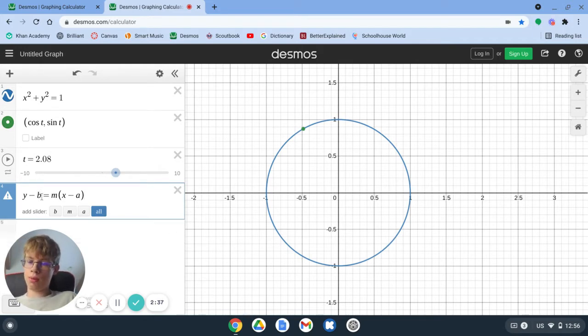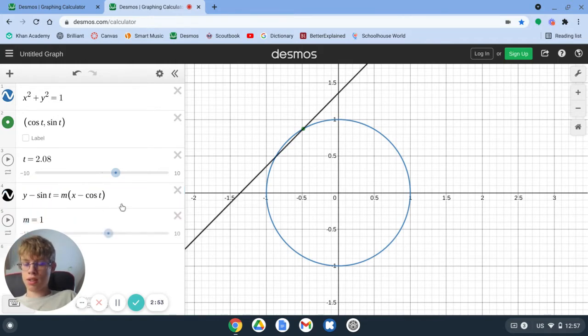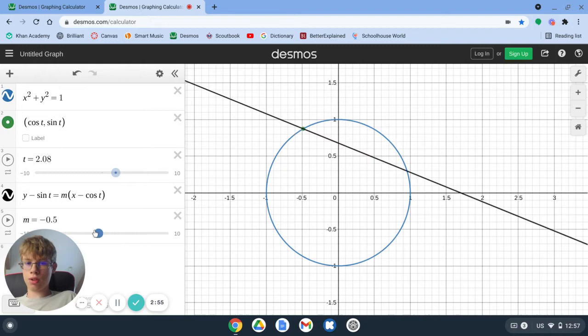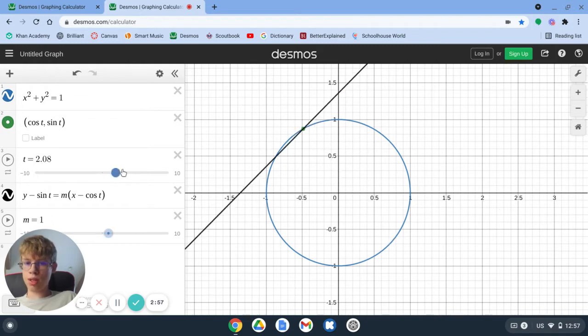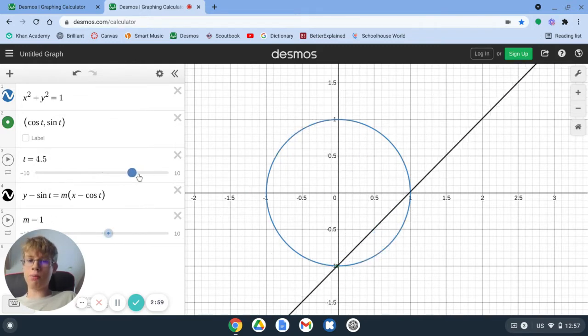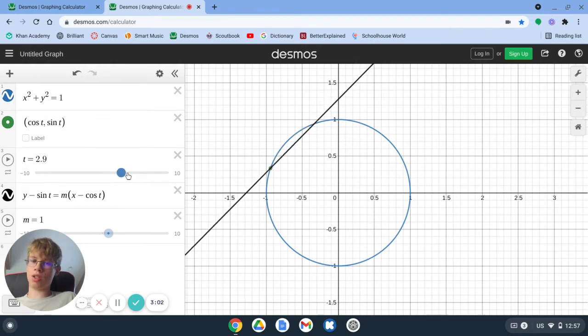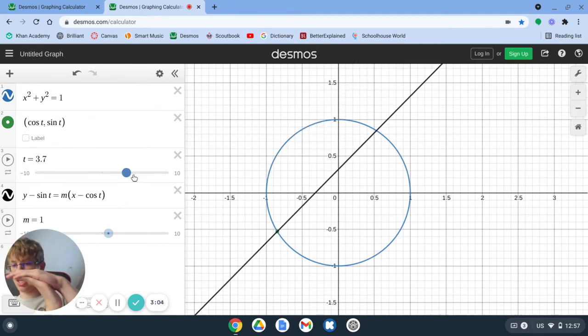So we can start by saying if y minus b is equal to m times x minus a, if that goes through the point AB, that means we want to swap a out with cosine of t, and we want to swap b out with sine of t. And see, now this goes through the point on our circle. We can change that point. The line goes through that point now. But as you can see, the slope doesn't change along with it. We want this line to rotate around the circle as we change the point.